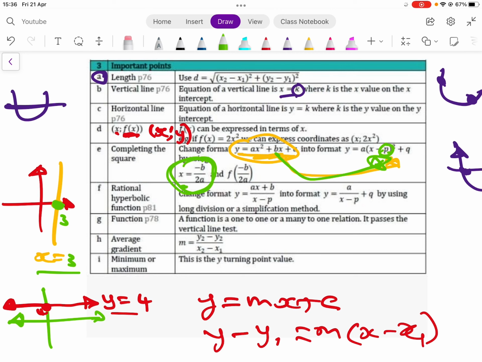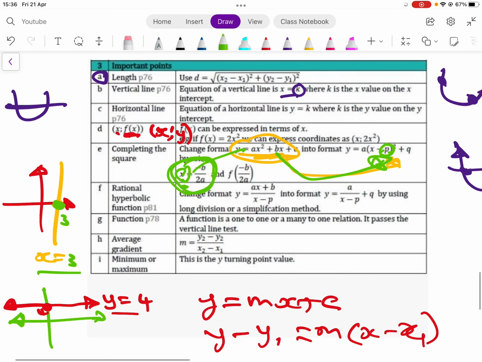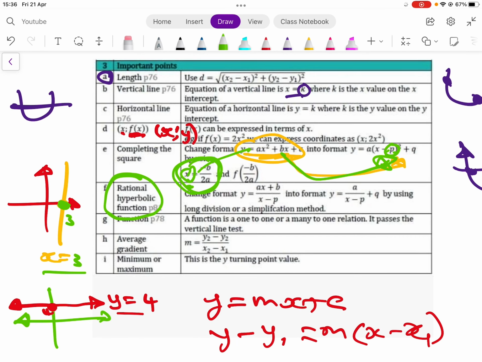And then to get the corresponding y value, just substitute the x value into the equation, then you get the corresponding y value. That's it, and then you are fine. Lastly, we have rationalizing the hyperbolic function. This is just a way of converting this format into the standard format that we are used to for hyperbolas. We'll do a couple of examples, you'll be fine.